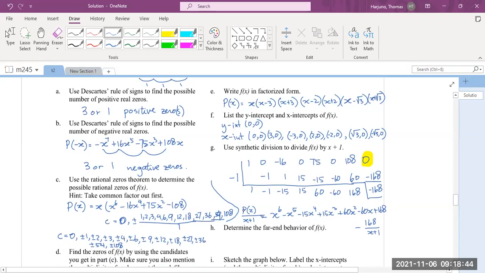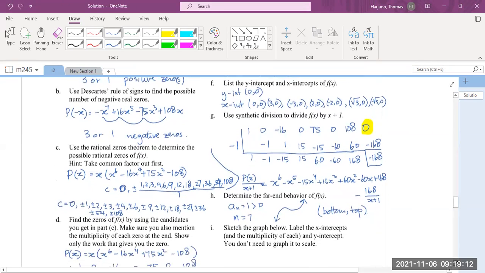Part H, what is the far end behavior? The leading coefficient is positive 1, and the degree is 7. So that will be like this, bottom to top. In fact, you can say that the range is also still all real numbers.